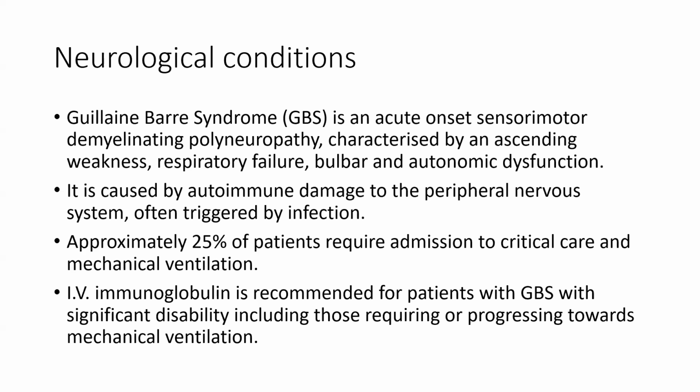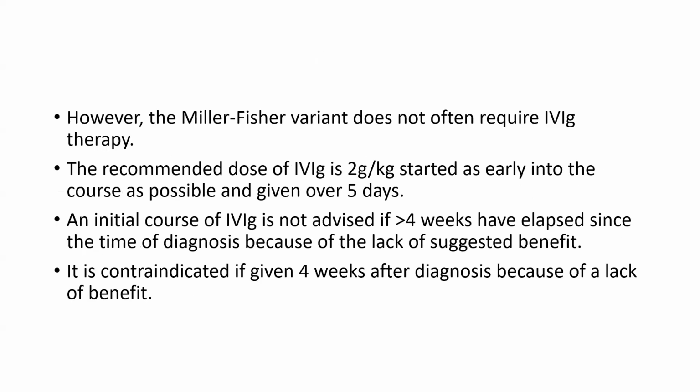So, IV immunoglobulin is recommended for patients with GBS with significant disability, including those requiring or progressing towards mechanical ventilation. However, Miller-Fisher variant does not often require IVIG therapy. The recommended dose of IVIG is 2 gram per kg, started as early in the course as possible and given over 5 days. An initial course of IVIG is not advised if more than 4 weeks has elapsed since the time of diagnosis because of lack of suggested benefit.